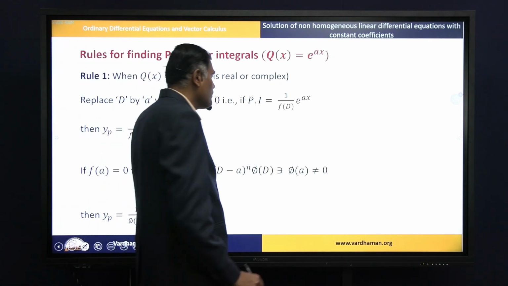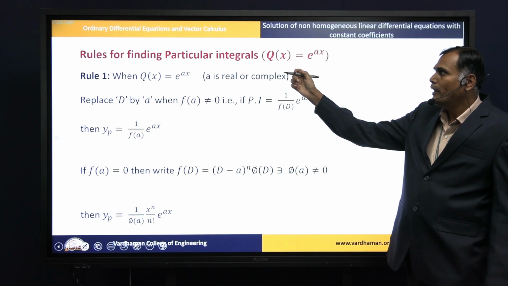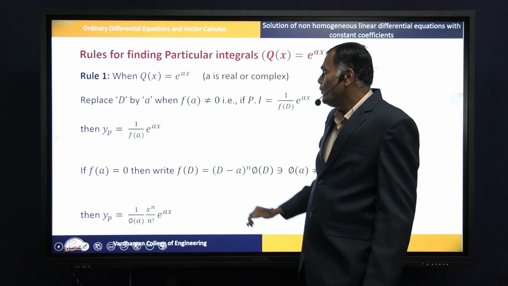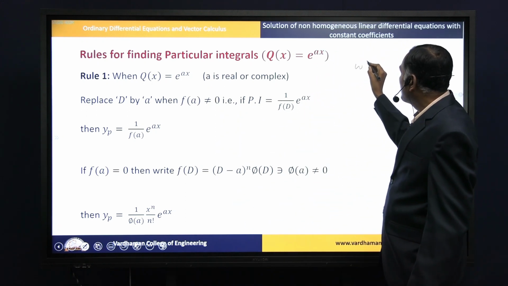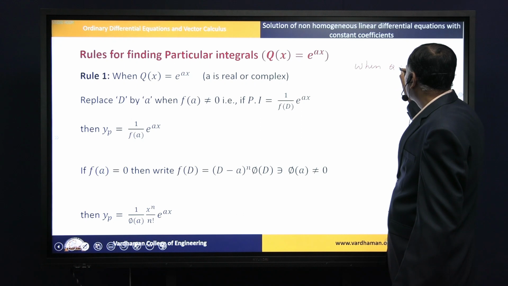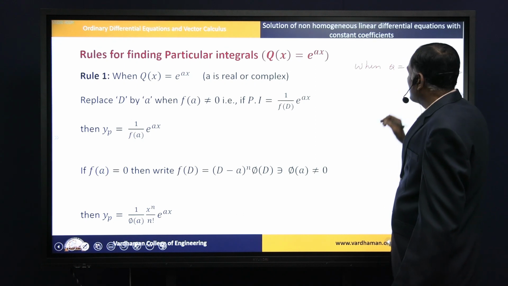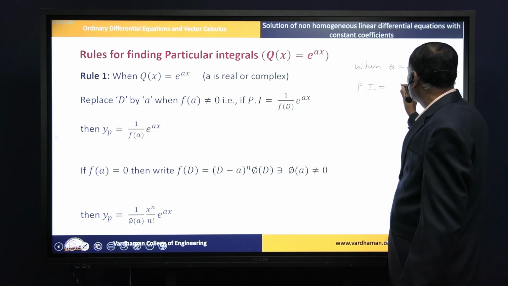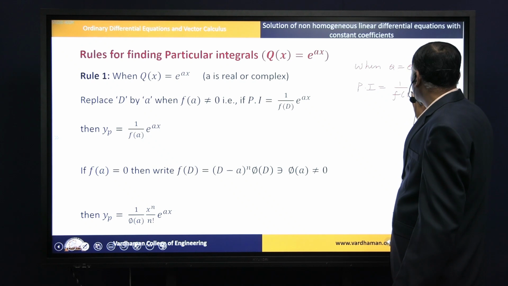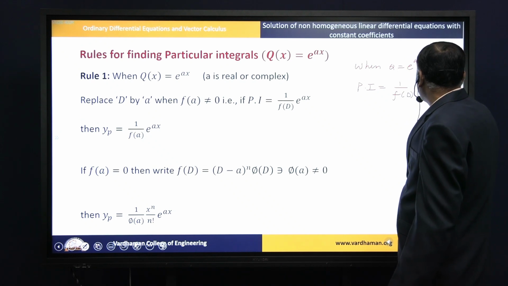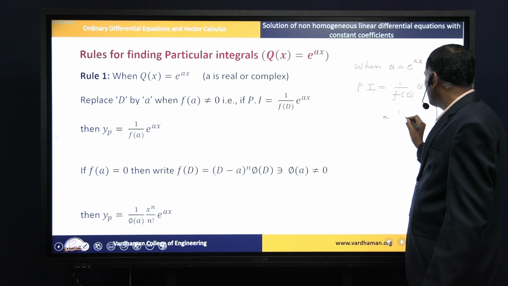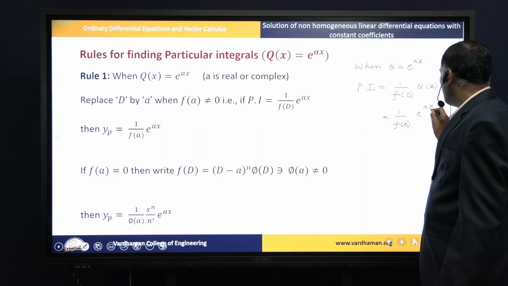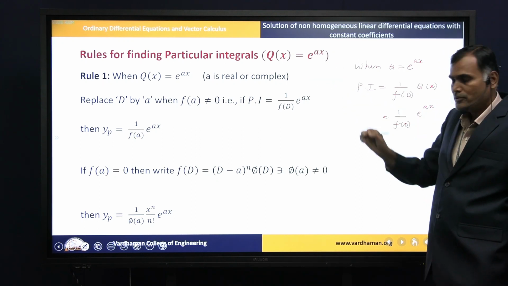Now first we will discuss method 1 or rule 1, when Q is e power ax. How to find the particular integral in this case. When Q is e power ax, the method says that the particular integral is written like this: PI equals 1 by f of D times Q of x. Here Q is nothing but e power ax, so I am replacing Q with e power ax. Here a is a constant that can be a real or complex number.